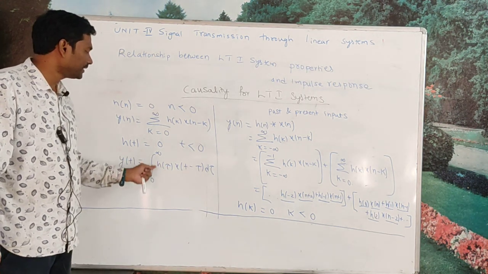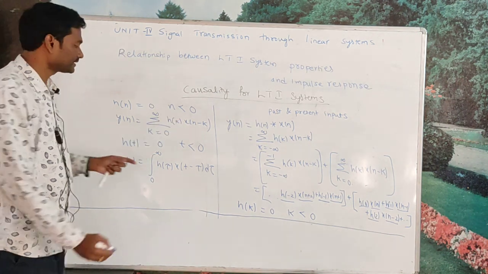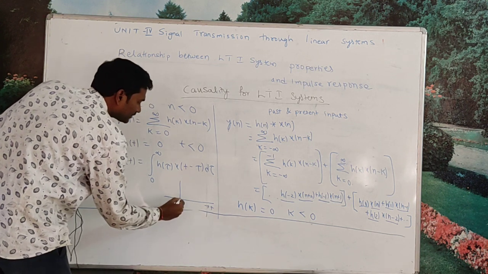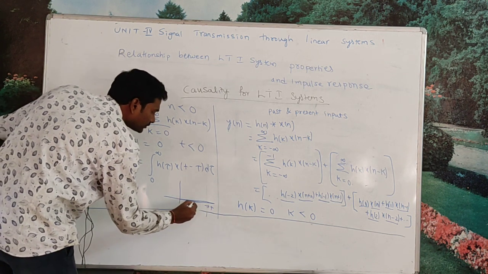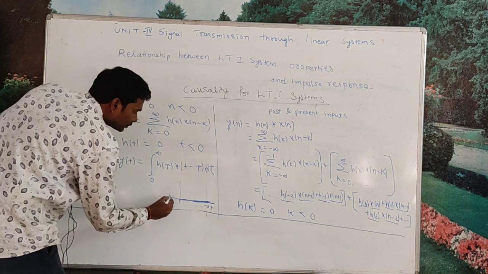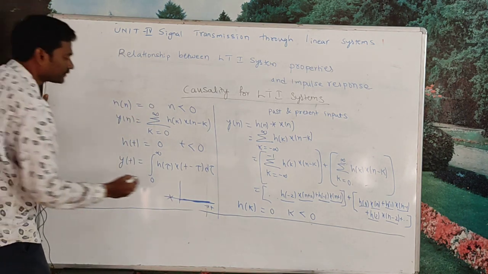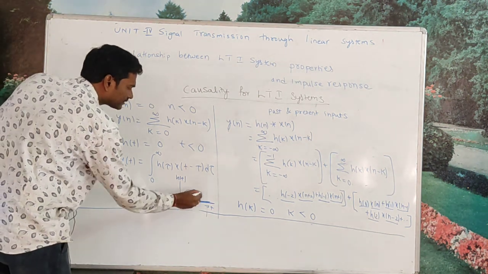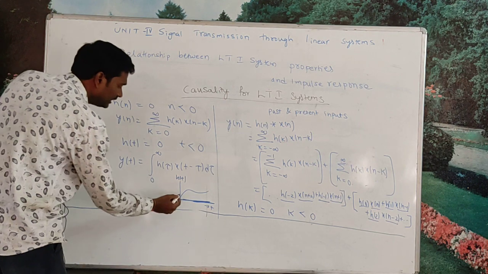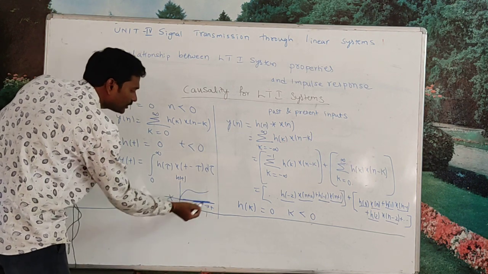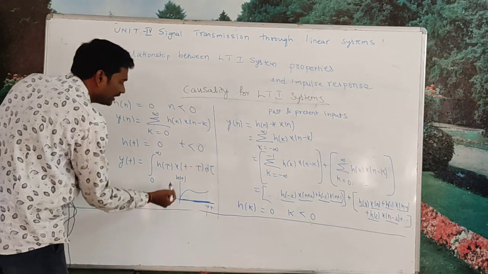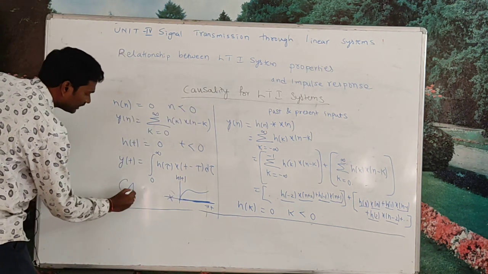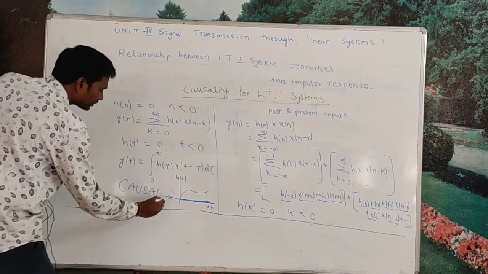Now, because the impulse response should be positive, the impulse response should look like this. This is the time axis. The impulse response should exist only for positive values of time, and it should not exist for negative values of time. The impulse response can be anything. Let us consider this is my impulse response, and it exists only for positive values of time. If the impulse response is like this, we can say that the system is causal.